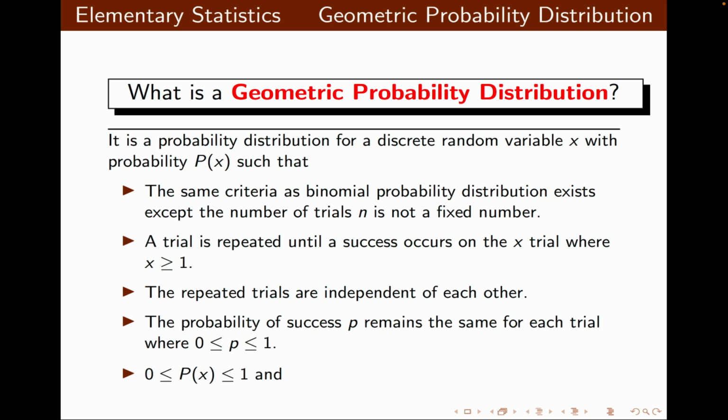The probability distribution for each outcome has to be between 0 and 1 inclusive. And the sum of all probabilities is always equal to 1.